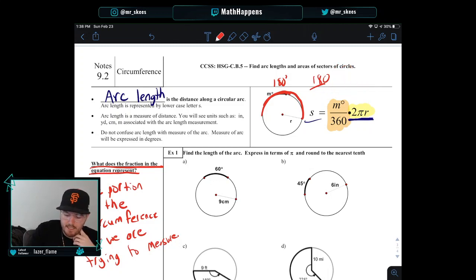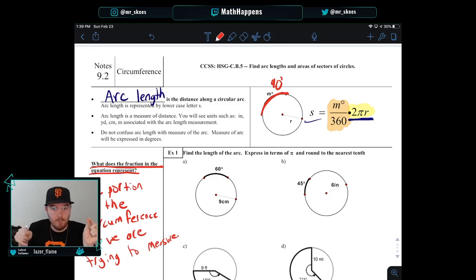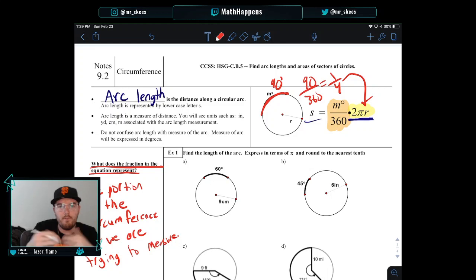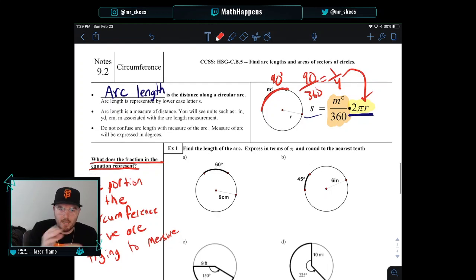What if I want to find an arc that's 90 degrees? Hopefully, maybe you know that that's 1/4 of a circle. 90 and 90 make 180. 90 again is 270. 90 is 360. And 90 over 360 gives me 1/4. So I want to know 1/4 of the circumference. So it's just a fraction that helps you figure out what portion of the circumference that you're trying to measure.